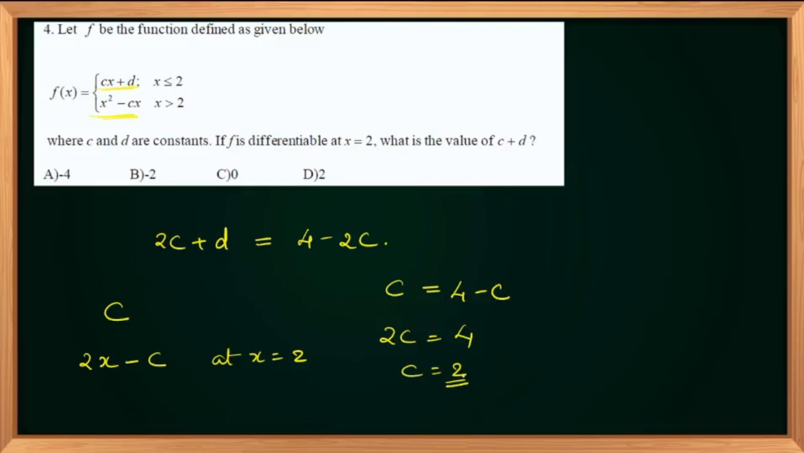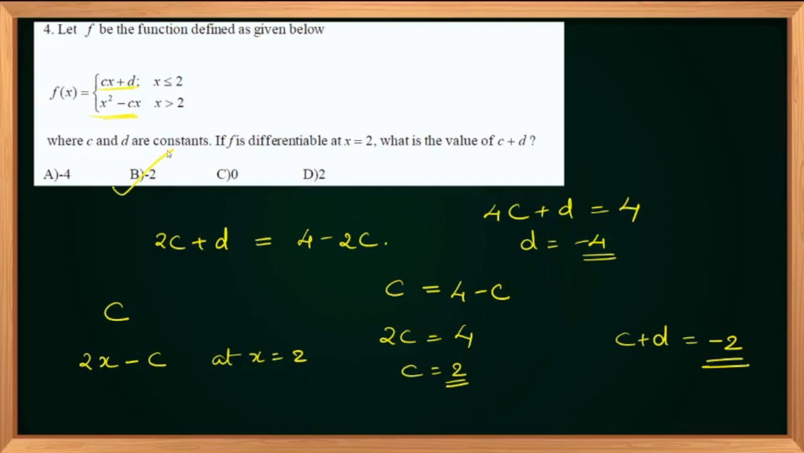If c equal to 2, what is d? Here it is 4c plus d equal to 4. If you substitute, d equal to -4, so c plus d will be equal to -2. Option B is the correct answer.